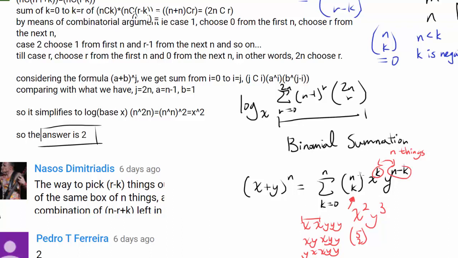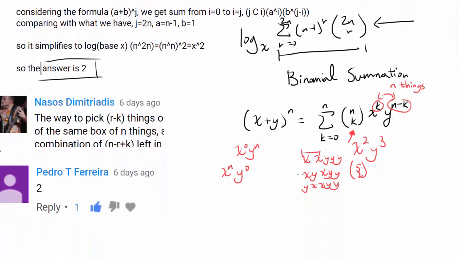So that's why we're multiplying by n choose k, and we are doing the summation from k equals 0 to n. So all of the terms are taken into account, from x to the 0 y to the n to x to the n y to the 0. So we know this binomial summation, and realize that our summation looks very much like a binomial summation indeed, because it is one.